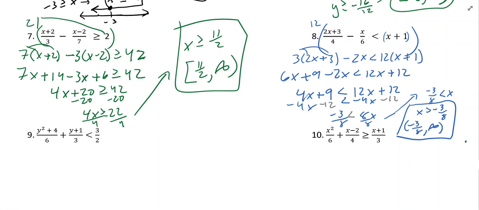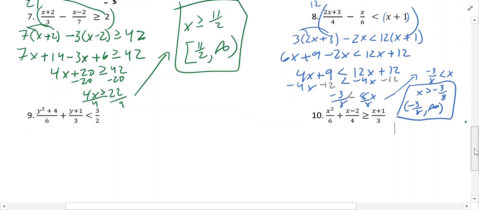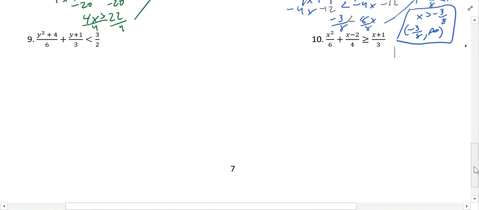All right, so for number 8, you should have got x is greater than negative 3/8. So remember, we're writing the interval. So parentheses negative 3/8 to infinity. Okay, so let's go ahead and do 9 and 10. So again, you want to look for the common denominator. So I want you to go ahead and pause the video and try numbers 9 and 10.